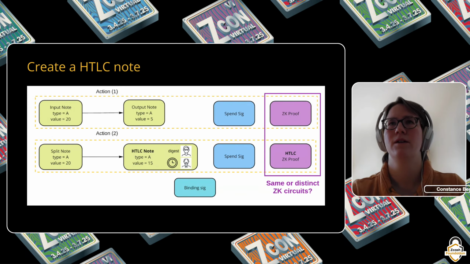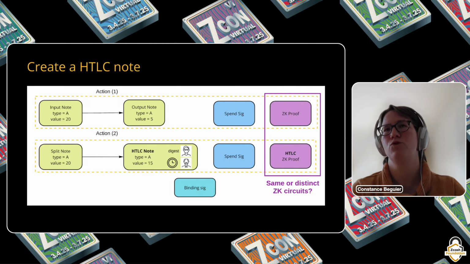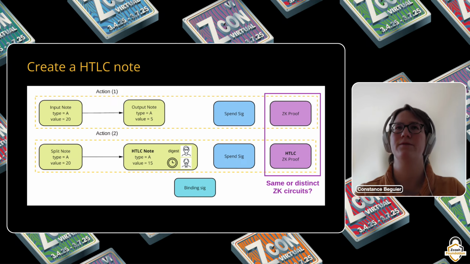Then we have the proof. So we have two options. We could have two different proofs or the same proof. We could have one proof for actions without HTLC nodes and another proof for actions with HTLC nodes. Or we could have just one proof that supports all transactions with or without HTLC nodes. It is also an option in the protocol.